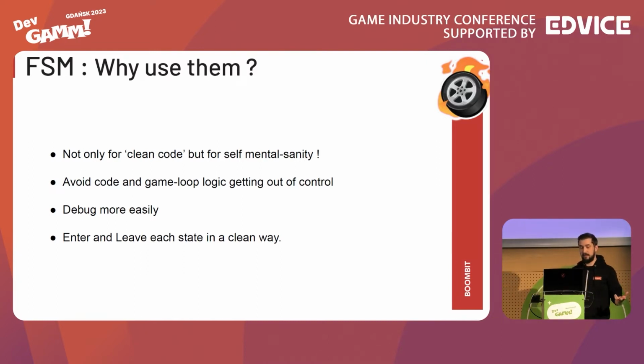Of course, it allows you to debug easily, because newcomers, developers coming onto the project, will thank you for having this visual support. And then it allows you to enter and leave each state in a very clean way. So for example, for this poor little robot, he could test if the sausage was really in the bread before proceeding to the next step.